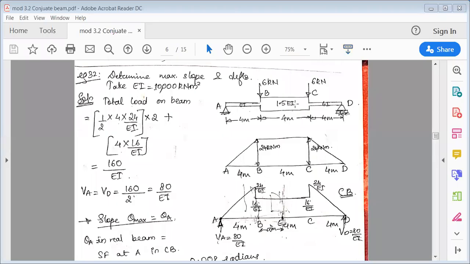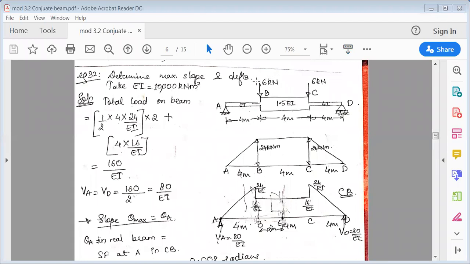Hello everyone. Now let us start with the next type of problems in the conjugate beam method. The next type is: determine the maximum slope and deflection. This time they've given you the value of EI. Both put together, EI is equal to 10,000 kilonewton meter square.